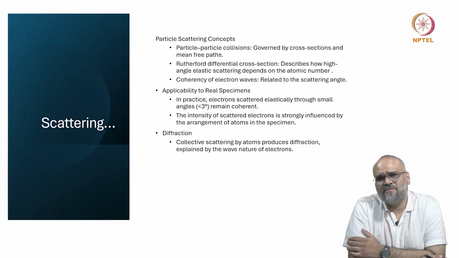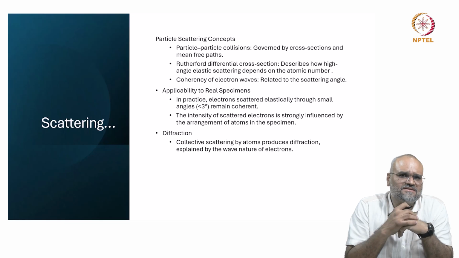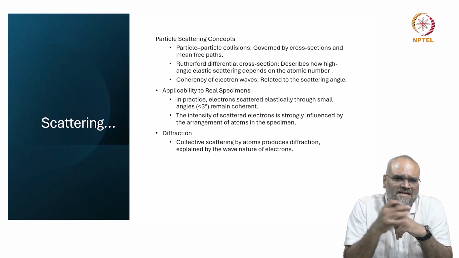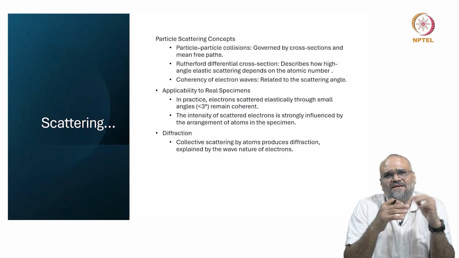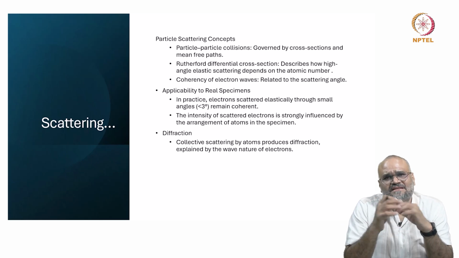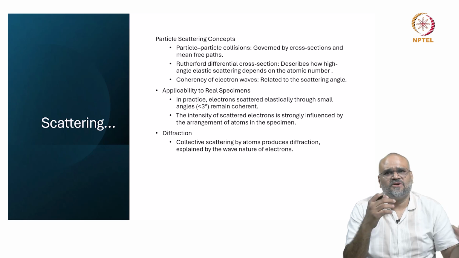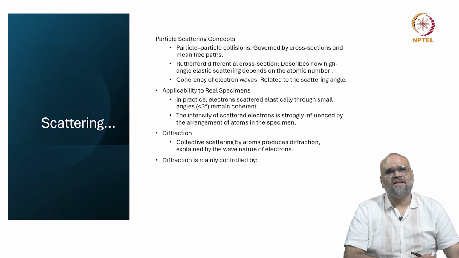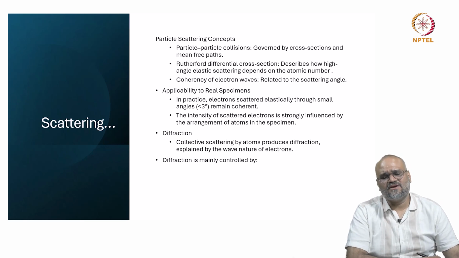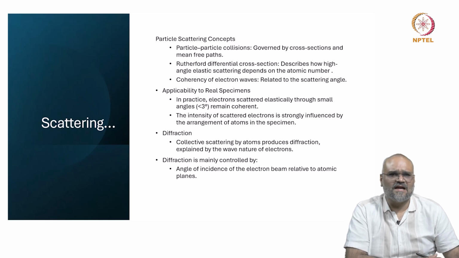Once again, bear in mind, you cannot really separate the wave nature and the particle nature, but in the signature of the signal that you get, the way you get an interference pattern in a Young's double slit experiment, you get constructive interference from the atomic planes and the columns, and you produce a diffraction pattern. So diffraction is mainly controlled by the angle of incidence of the electron beam relative to the atomic planes.